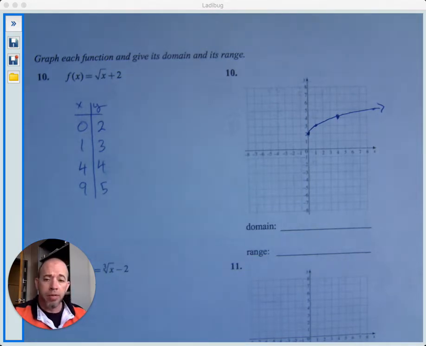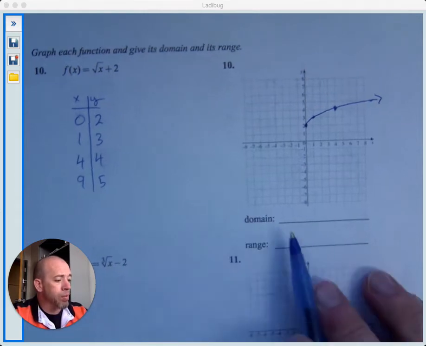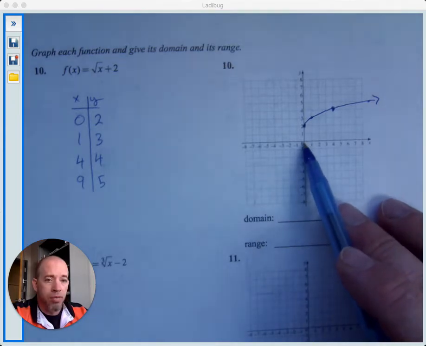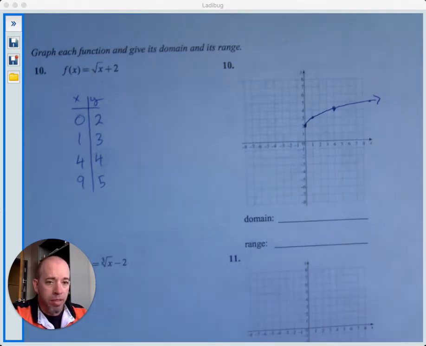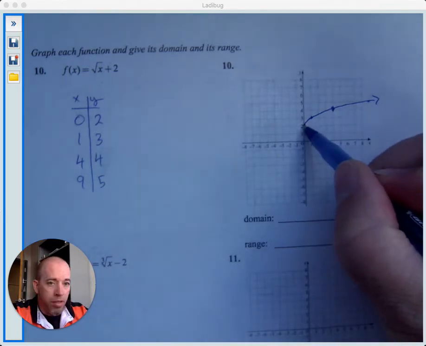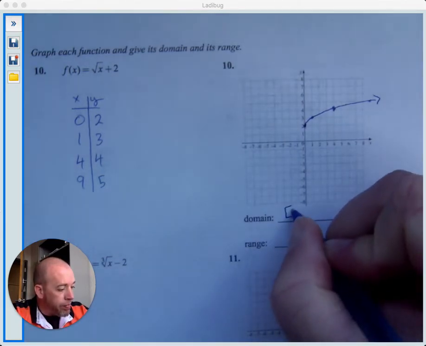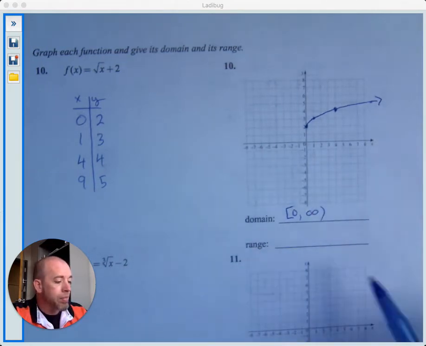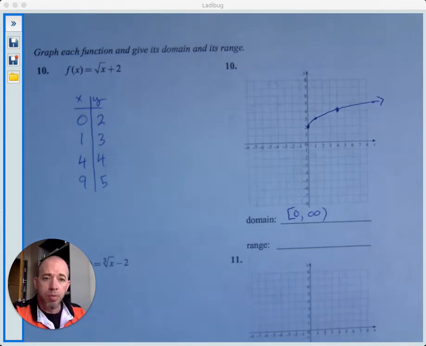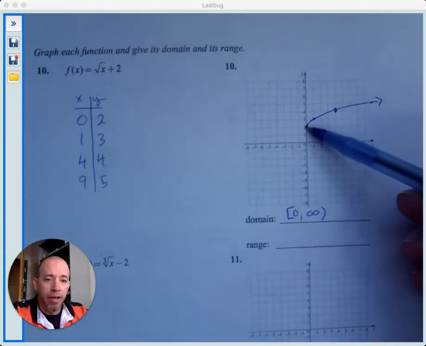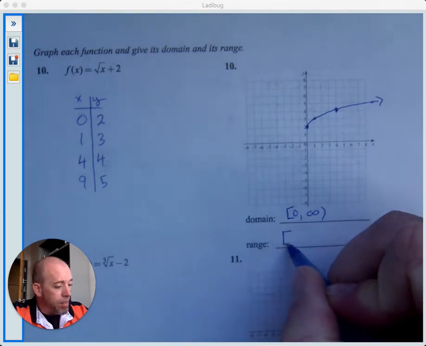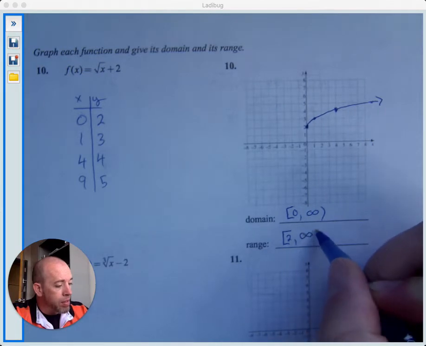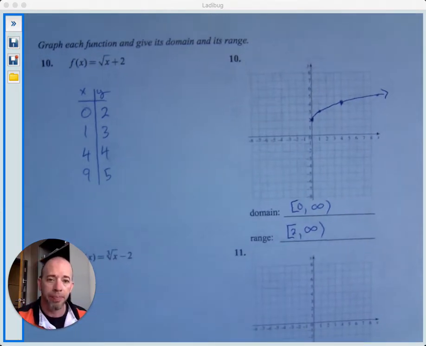Once you have the graph, domain and range should be easy, right? Domain, well, we go left to right with domain. What's the furthest x value on the left? It's 0, right? 0 is the smallest x value, and that point is included on the graph, so we have a bracket with 0. And then this goes off to the right forever, so we go off to infinity. The range, what is the smallest y value? Well, it appears to be 2, right? And then it goes up forever, however slowly, it's going to go up to infinity. So your range is 2 to infinity.